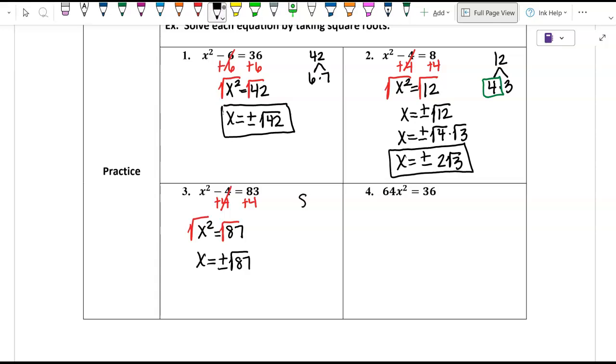If I try to factor 87, the only way to make it through multiplication is 3 times 29, which are both prime numbers. There's no perfect squares. So x equals plus or minus the square root of 87. Again, not all of them are going to be that simple.